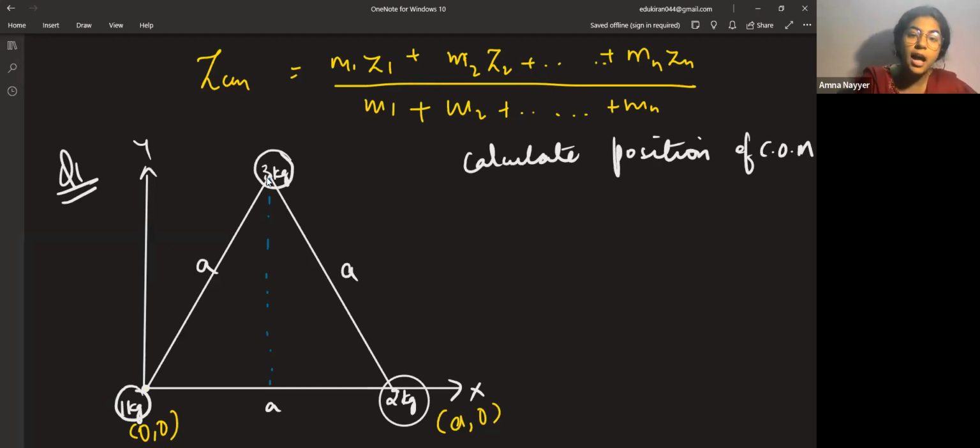Now, the point is how to find this coordinate. The first one was easy, 1 kg, 2 kg was also easy, but how do we find it for 3 kg? We don't know it for 3 kg. Look here. First the x-axis. Look, this point is coinciding with the x-axis at which point? Can you see this is half of it? So the x coordinate will become a by 2. Like this, this will become a by 2.